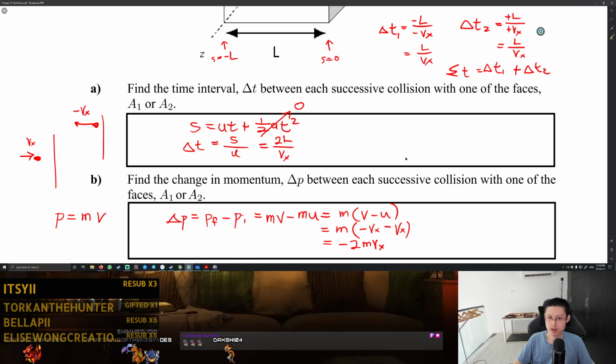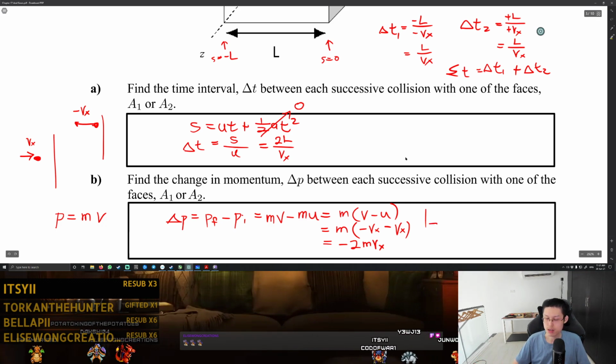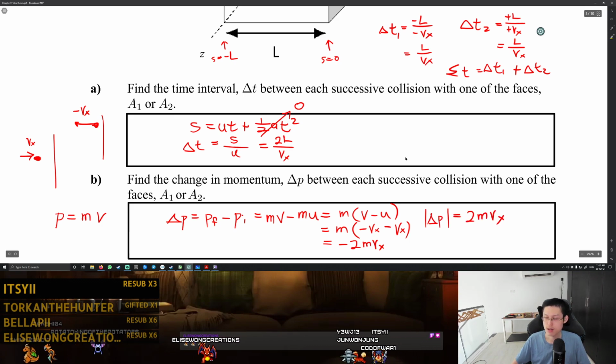So that is our change in momentum. Typically, in the context of A-levels, whenever they ask you for the change of something, they are actually referring to the magnitude of the change, which means you don't really care about the negative sign. So let me just put that here. The magnitude of the change is just 2mvx.